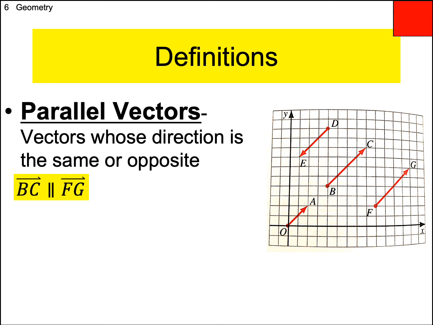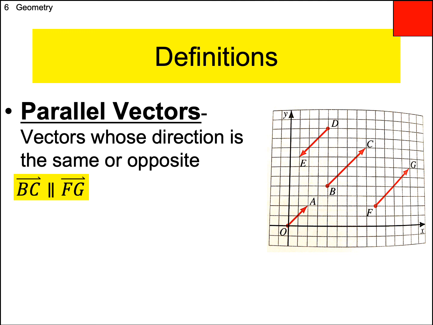Parallel vectors. So I think it's kind of clear to see that BC and FG look to be parallel. Well, how do we know they're parallel? By definition, vectors whose direction is the same or opposite, we're going to define as parallel. So notice nowhere in that definition does it say magnitude. Because remember, if this was a ray, the ray would continue forever. If these were rays, OA would go through BC, so we probably wouldn't define those as parallel. We would define those as intersecting rays.